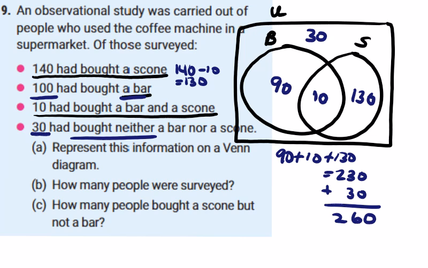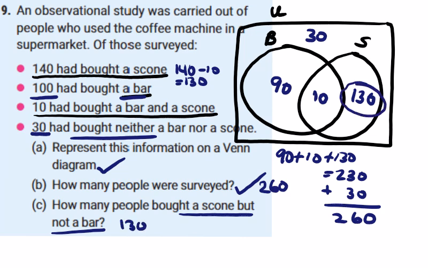So what questions did they ask us? Represent the information, which we have. How many people were surveyed, which we just figured out is 260. How many people bought a scone but not a bar? A scone but not a bar is 130.